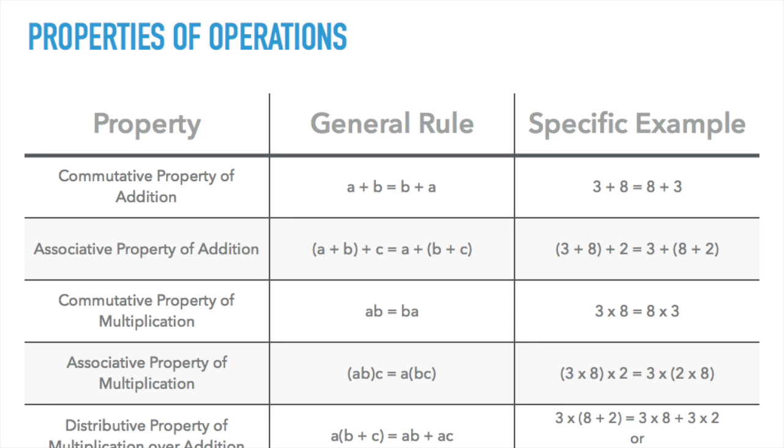So those are the 5 properties of operations: commutative property of addition, associative property of addition, commutative property of multiplication, associative property of multiplication, and then distribution. Like I said earlier, we're going to use these properties to justify and explain the reason behind why we solve equations the way we do. We'll also use some of these properties later on in the unit when we move to solving systems of linear equations not by graphing.